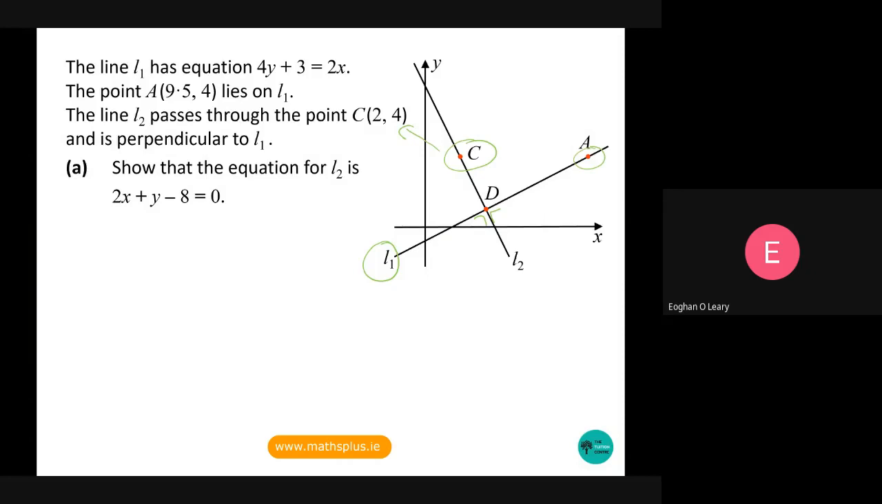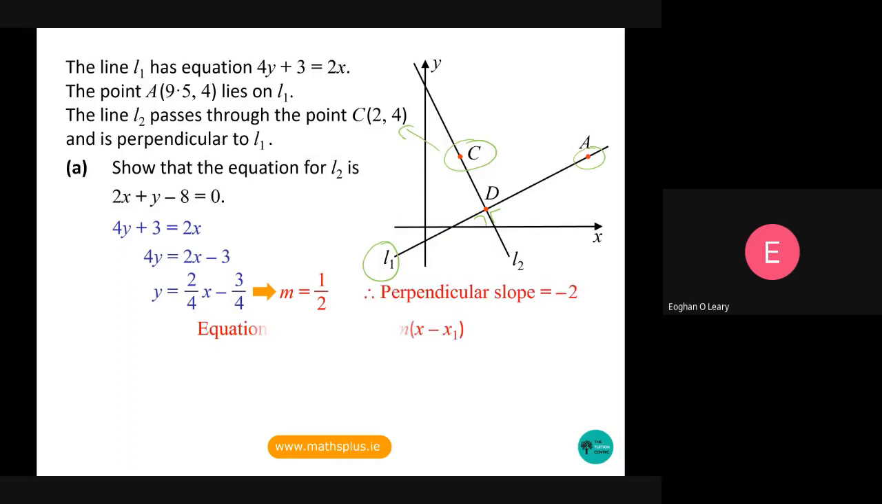So I think we probably have an idea of how to do it. We're going to start off with our L1 and isolate y. When we do this, we divide across by 4. We get y is equal to 2 over 4 x minus 3/4. We're going to get the slope of L1 to be a half. The perpendicular slope then is going to be minus 2 over 1, or minus 2.